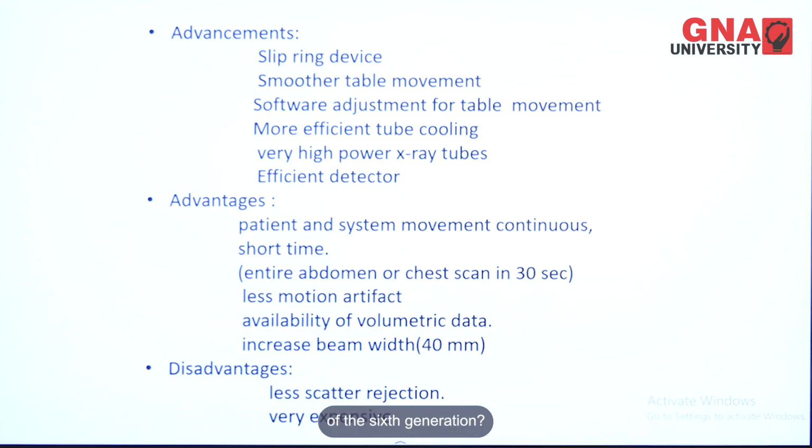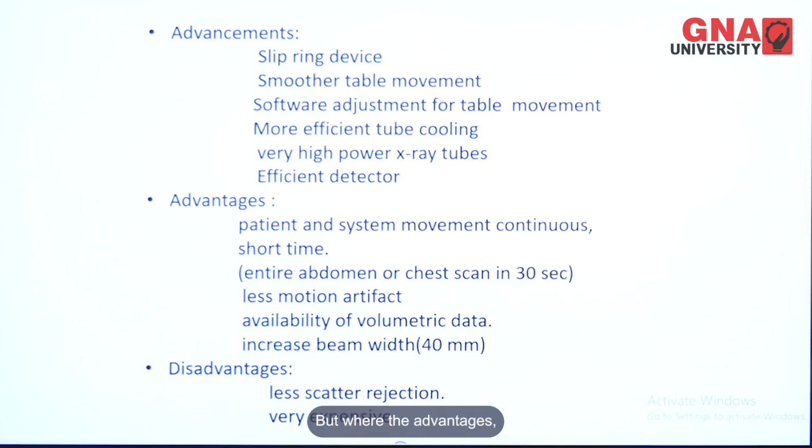Now, what were the advantages of the 6th generation? First, slip ring technology was used, so smoother table movement was there. Software adjustments for the table movement were required because we were doing continuous acquisition. More efficient tube cooling was required because in earlier designs we were acquiring one single slice, then the tube was at rest. Now in this continuous acquisition, the tube is continuously producing exposures, so we require more efficient tube cooling. Again, while we are doing continuous acquisition, we require more efficient detectors.